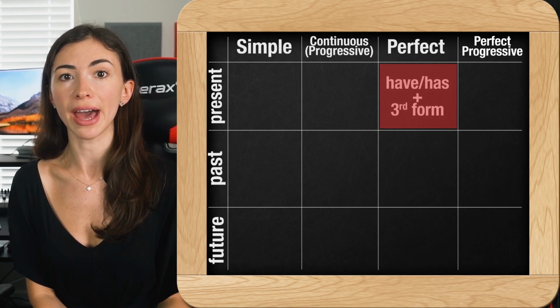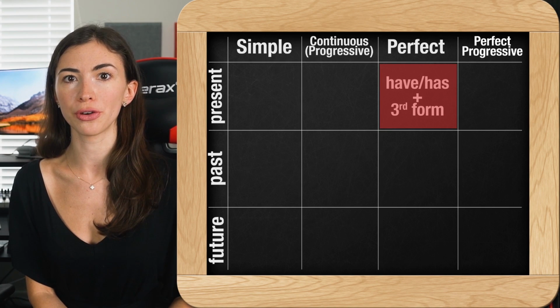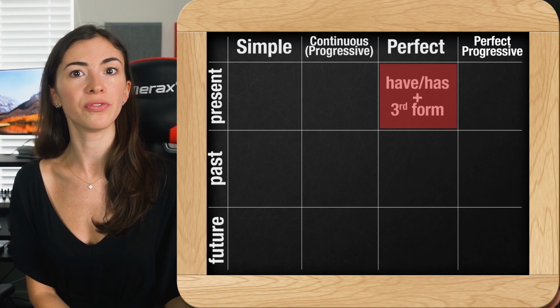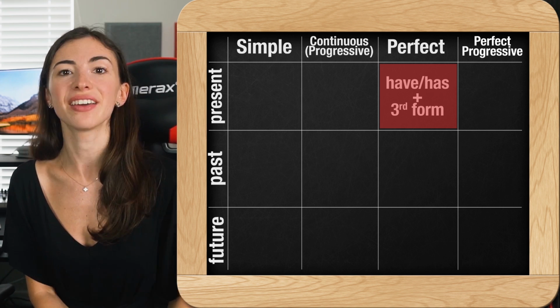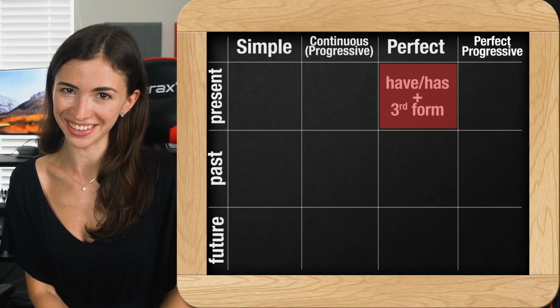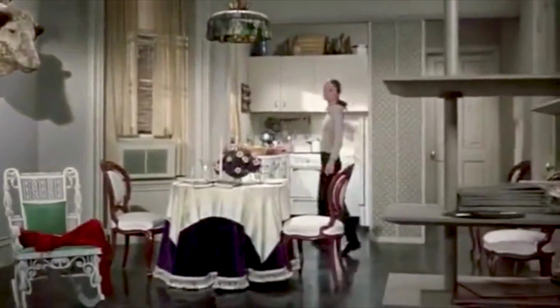I have eaten some mushrooms. And the way we form this tense, we use the verb to have and our verb in the third form. If it's a regular verb, we just add ed in the end. If it's an irregular verb, we just need to learn that. 4,000 irregular verbs.